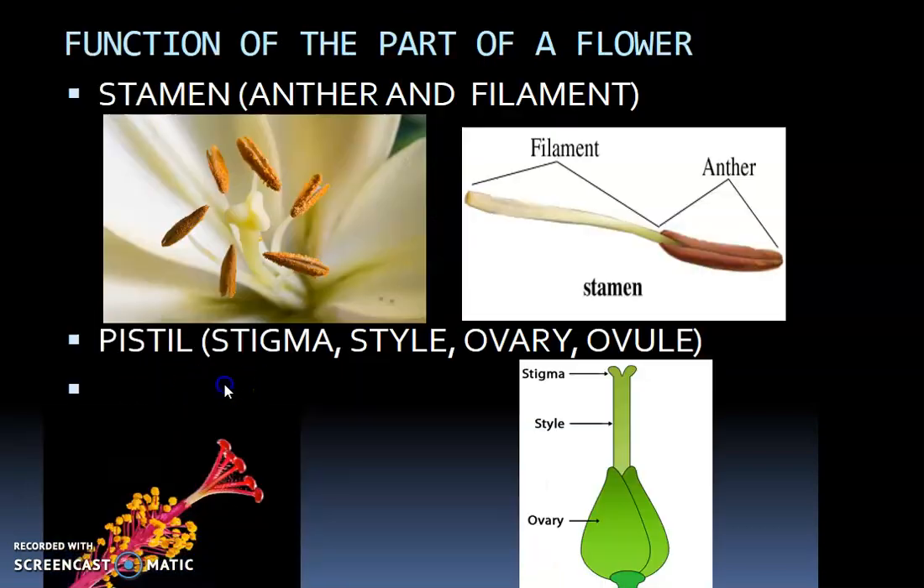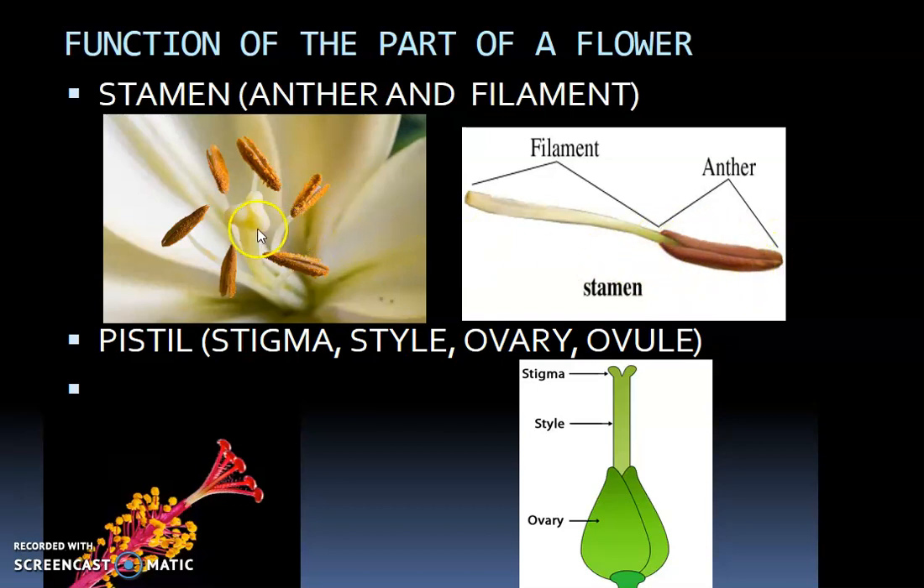Other parts of the flower are the stamen, which we said comprise of the anther and the filament. So the anther, as you can see here, is the main machinery that produces the male sex cell, which is called the pollen grains. And the neck, so to be called, is called the filaments. The neck or the filament holds up the anther.